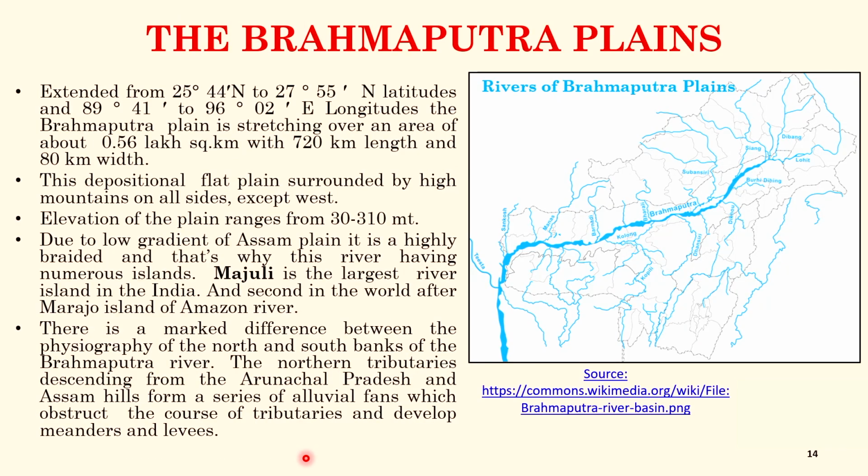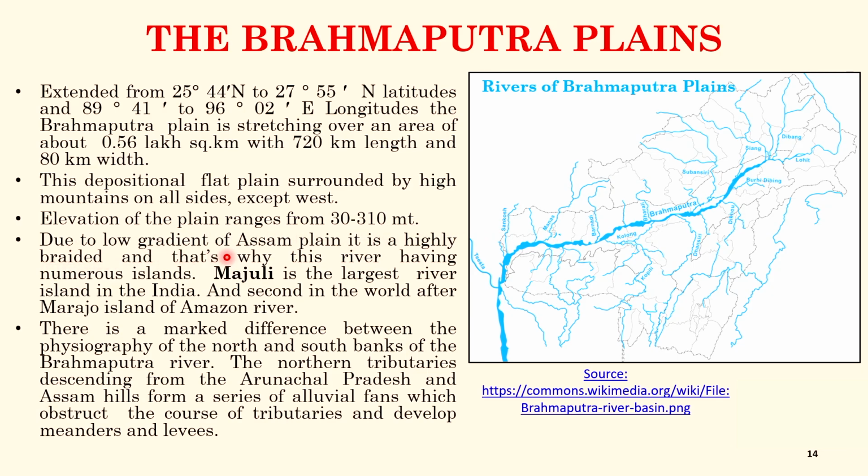The Brahmaputra plain. It extends from 25 degree 44 minute north to 27 degree 55 minute north latitudes and 89 degree 41 minutes to 96 degree 2 minutes east longitude. The Brahmaputra plain stretches over an area of almost 0.56 lakh square kilometers and 720 kilometers is its length, whereas its width varies at almost 80 kilometers. This depositional flat plain is surrounded by high mountains on all sides except the western part. Elevation of this plain ranges from 30 to 310 meters.